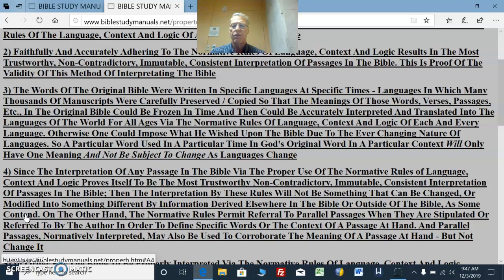On the other hand, the normative rules permit referral to parallel passages when they are stipulated or referred to by the author in order to define specific words or the context of a passage in hand. And the parallel passages normatively interpreted may also be used to corroborate the meaning of a passage at hand, but not change it. That's the issue. You don't take John 3:16 and go over to James chapter 2 and change John 3:16, say you have to exercise your faith. It doesn't say you have to exercise your faith. It just says whoever is the believing one, whoever believes. Everybody likes to be an editor, but God's the editor.